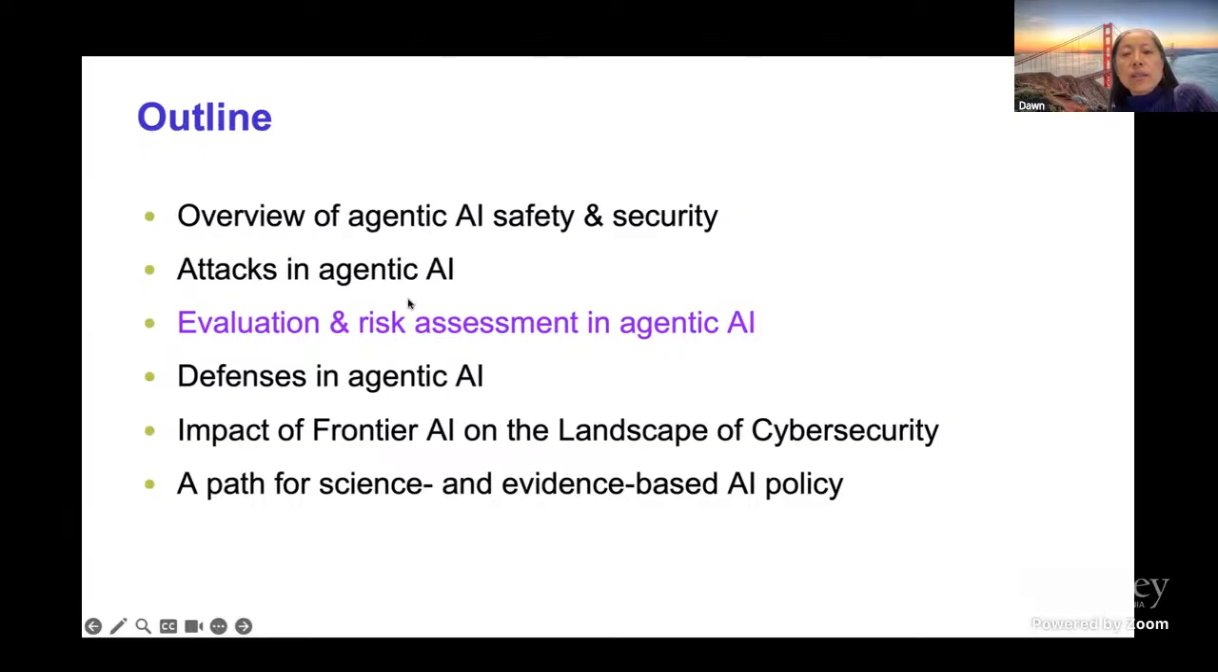So now let's take a look at what we can do to mitigate such issues. For mitigation, there are two parts. One is on evaluation and risk assessment. Given an agentic AI system, we want to know what types of vulnerabilities and risks there are in the system. And we also need to look at the defenses in agentic AI. So first, let's look at the evaluation and risk assessment.